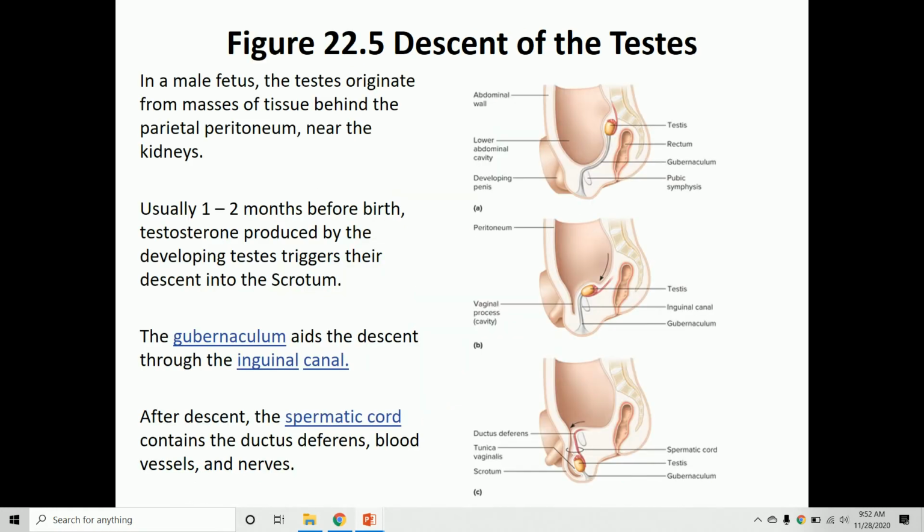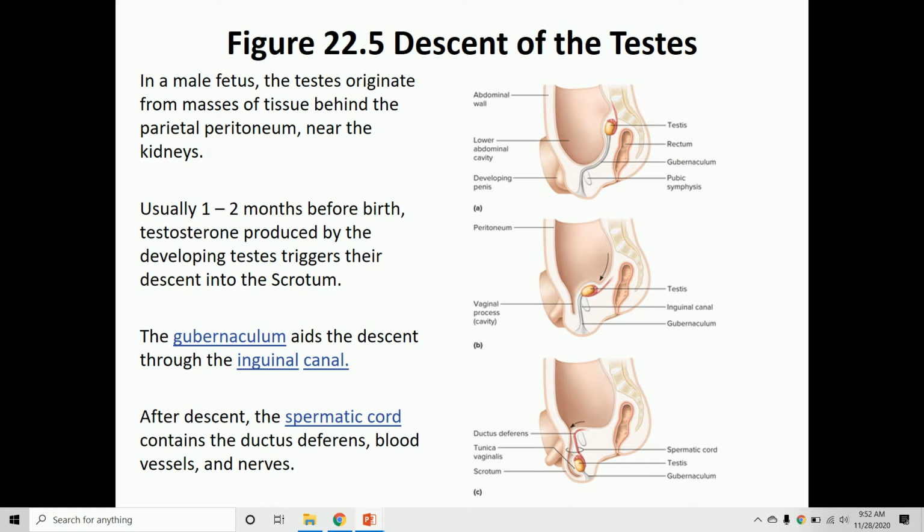Now the descent of the testis. This happens in utero. So the primordial tissue, or what will develop into the testis in males, that tissue is found on top of the kidney. It is just a mass of tissue that is found behind the peritoneum, and it's very close to the kidney.